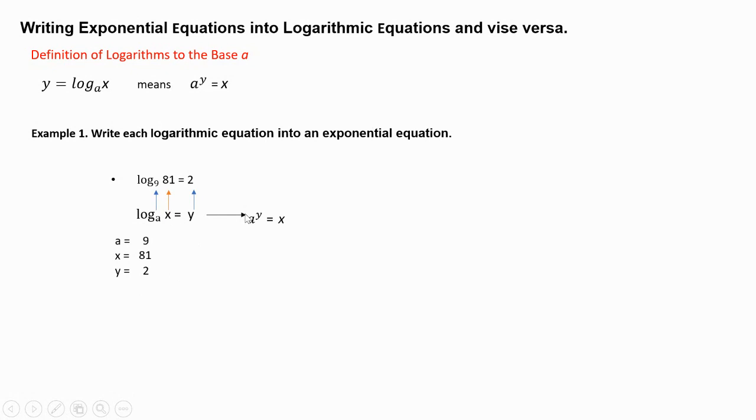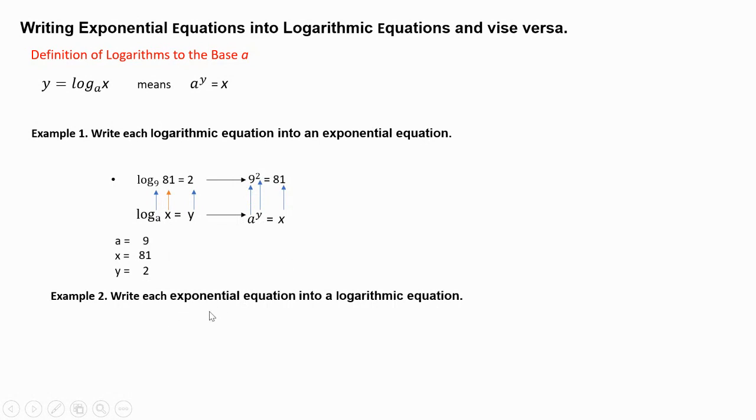So then you have to know what the a, y, and x are to put it from logarithmic into exponential. You see, my a is 9, right? My a was 9, my y is 2, and my x is 81. So you go from logarithmic to exponential.